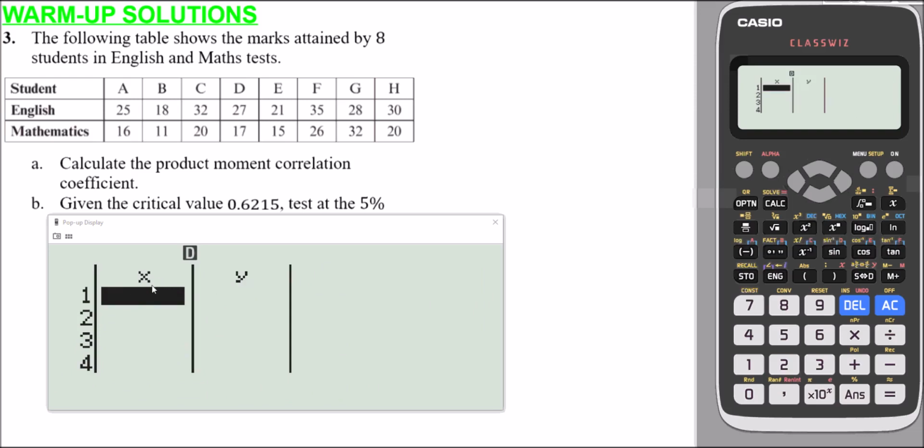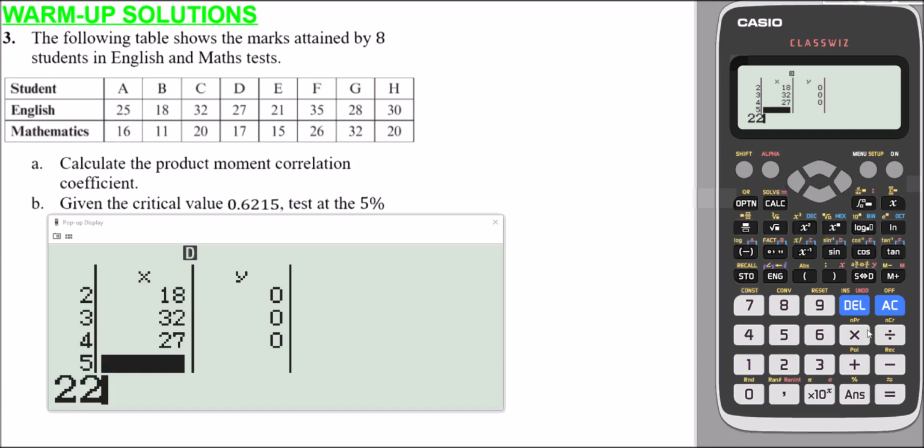English scores for now. So typing these in: 25, the next one's 18, 32, 27, 21, oops, mispress, 21, there we go, 35, 28, and 30.